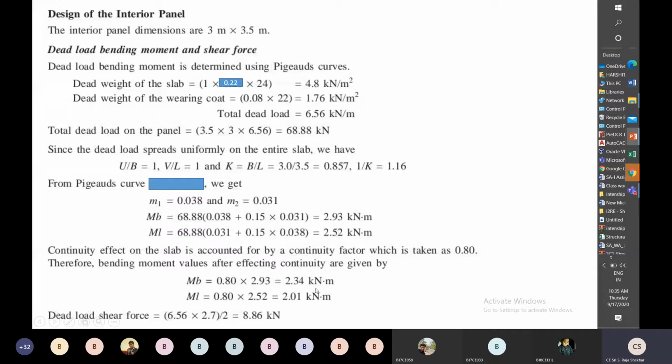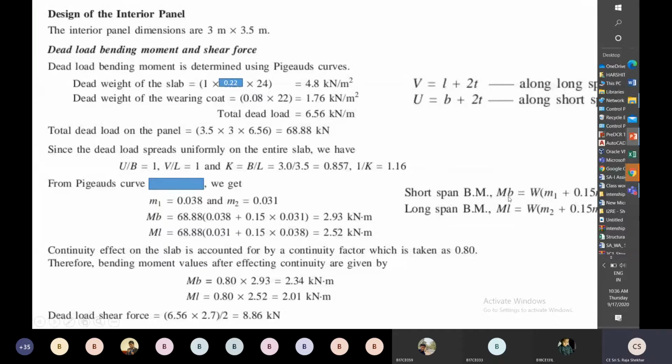I'm calculating the bending moment along the shorter span and the bending moment about the longer span due to dead load. I got the bending moment values for the dead load; for the shorter span, I'm getting 2.93 kilonewton meter. For this we require the coefficients M1 and M2. The formula for the bending moment about the shorter span is MB is equal to total load into M1 plus 0.15 M2.